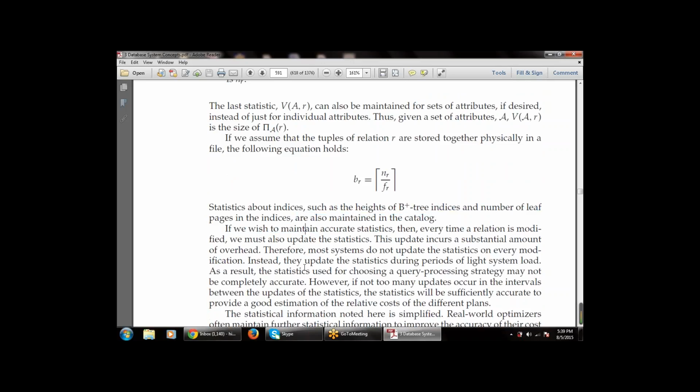So if we wish to maintain accurate statistics, then every time a relation is modified, we must also update the statistics. That is, we have to update the statistics whenever we update the relations. Therefore, an update incurs a substantial amount of overhead. That is, there will be an overhead, there will be a cost.